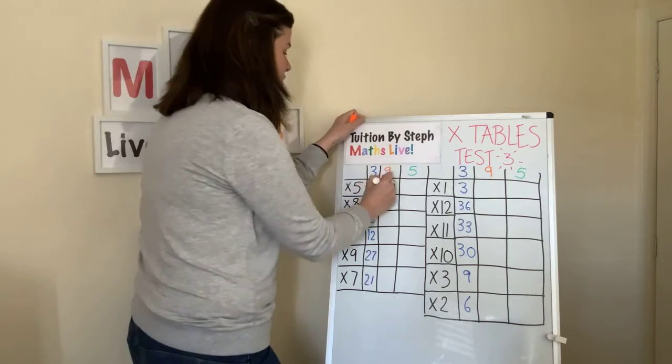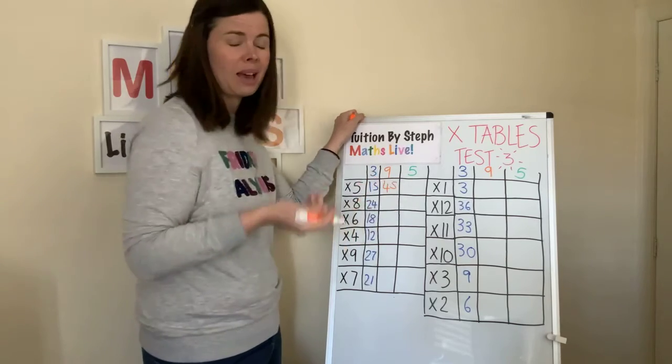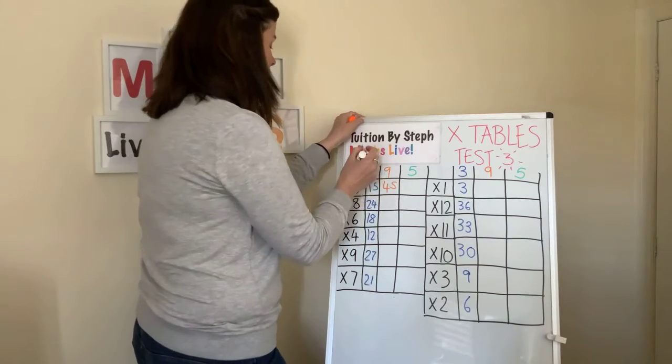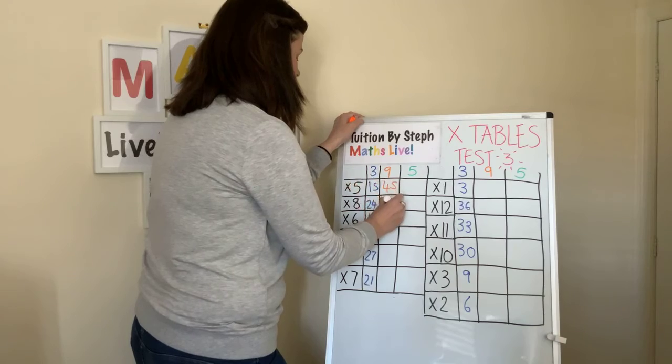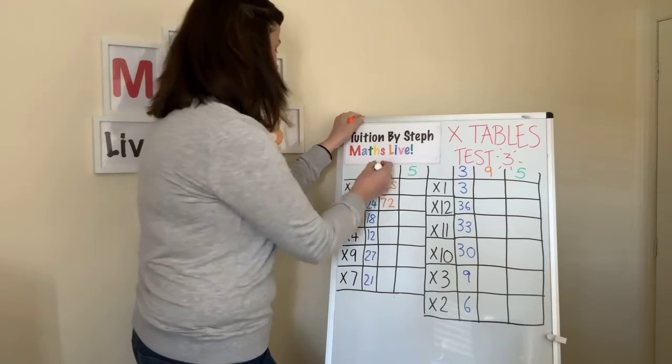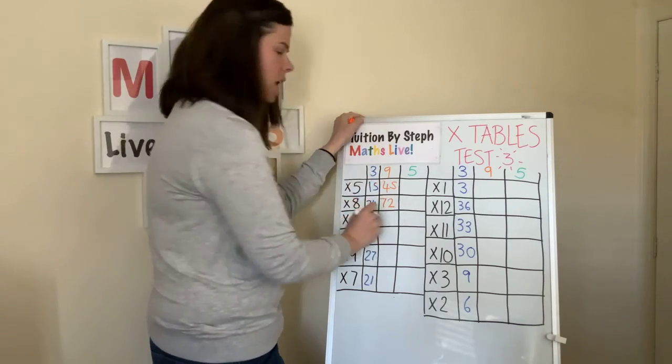Okay, so 9 5s, 45. Something like that. Sorry, I'm going to sneeze in a second. 9 8s, 72. 6 9s. What's 6 9s? 54.